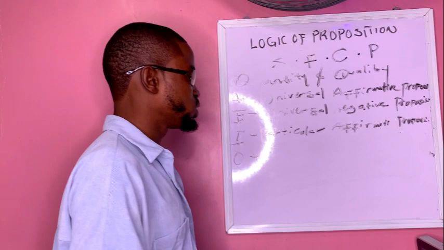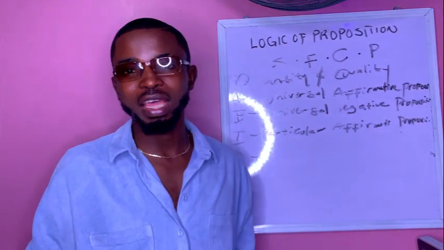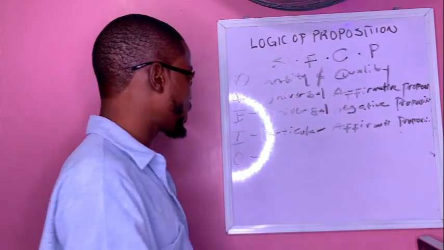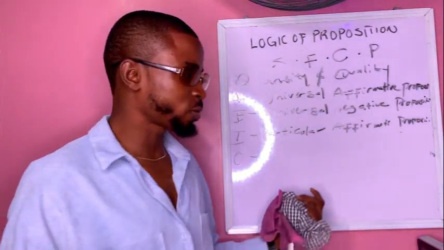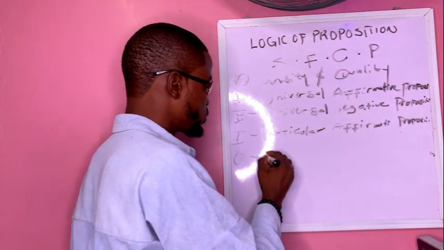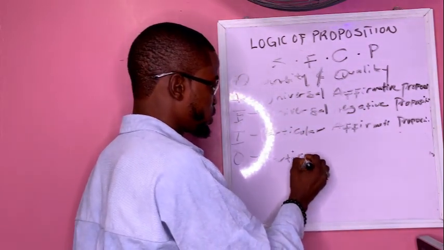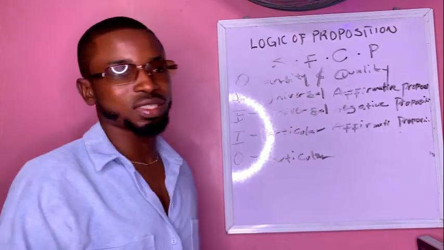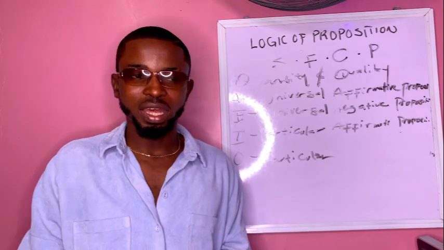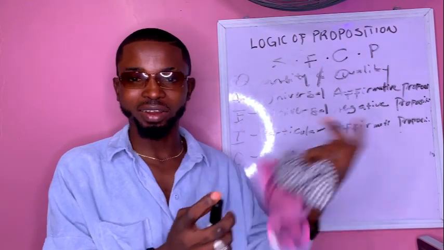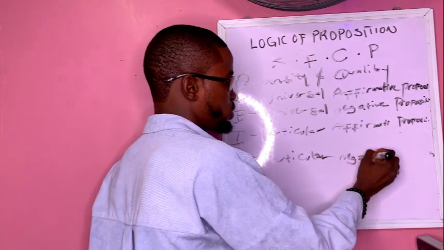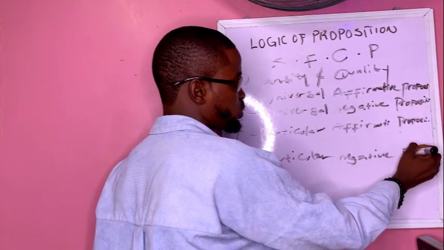Then O proposition is what? For instance, some girls are not lesbian. The quantity, of course, is particular because it's making reference to some of them and not all of them. Then the quality, some girls are not lesbian, is denying a class inclusion. That is, some of these people's class are not part of this class. So it is negative. And we just put proposition.